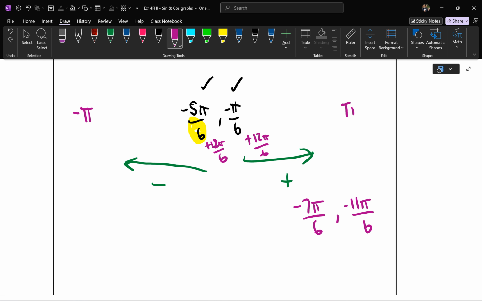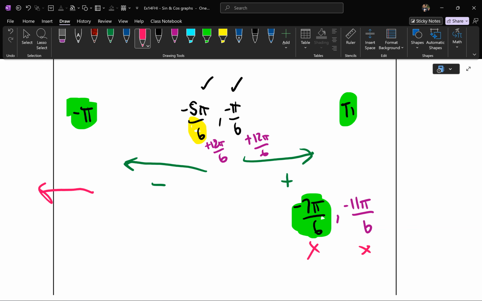Is that within the domain or out of the domain? Out, because this is more than pi. Pi is 6 out of 6. But that's negative 7 out of 6 already. So this is negative pi, so negative 6 out of 6. That's already too low. So I cross this off. Can't be negative 11 on 6 because that's even worse. That's even further in this direction. So this can't fit.